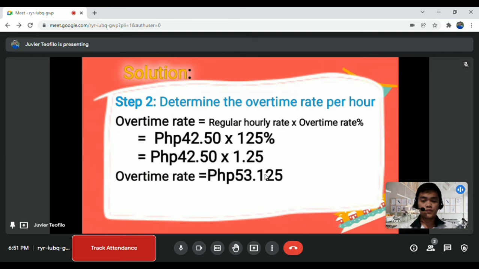Now, we have 42 pesos and 50 centavos times 1.25. So 125% divided by 100 is equal to 1.25. So the answer is our overtime rate is equal to 53 pesos and 125 centavos. Now please take note also of this overtime rate because we are going to use that in our final answer.